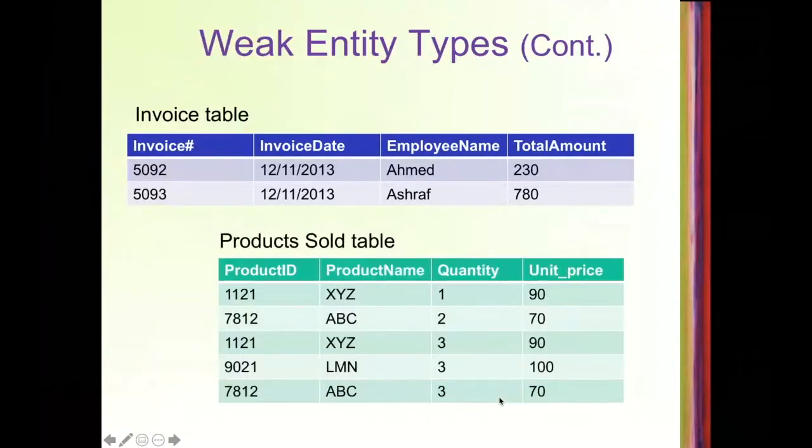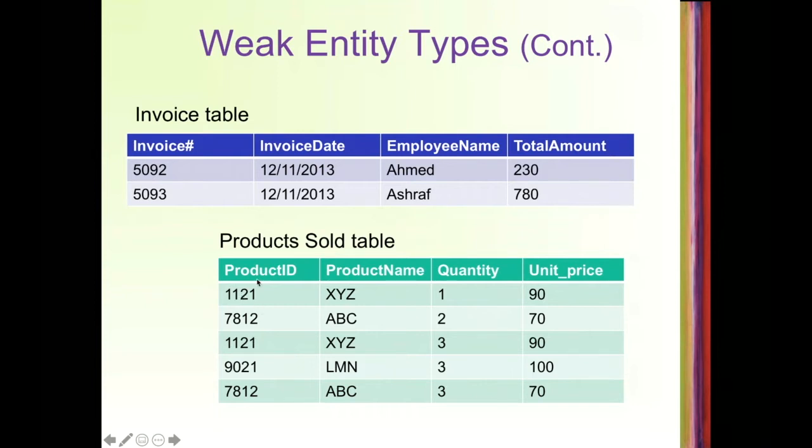Another table describes what the products were which were sold. Product number 1121, product name is XYZ, quantity is 1, unit price is 90. Then 7812, product ID, product name ABC, and these are the products which are sold. Quantity 2, unit price is this. Similarly, other data items. These items were sold.